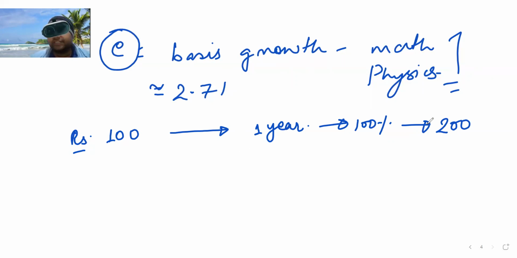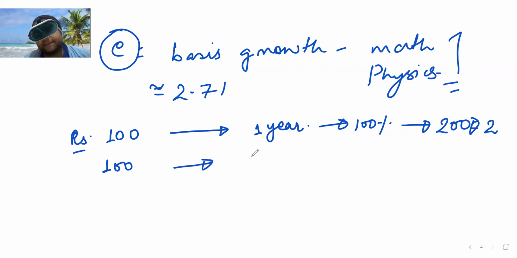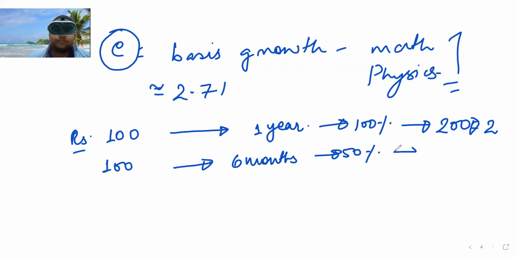So what is the growth here? The growth here is 2 times, right? 1 becomes 2. Similarly, the same 100 rupees, say every 6 months, you get 50%. So will you make more or will you make less?